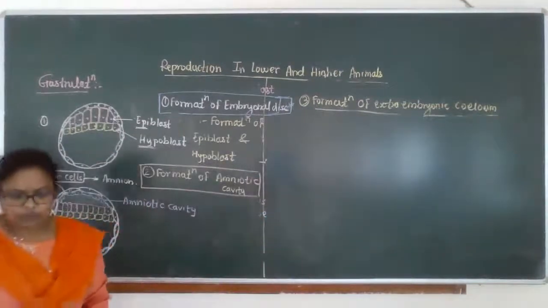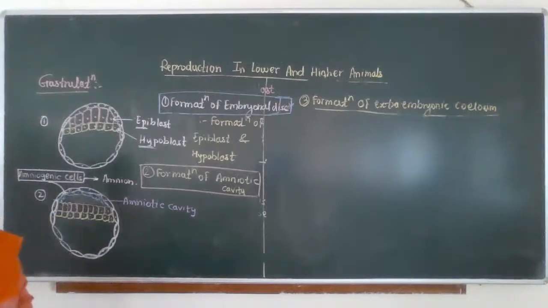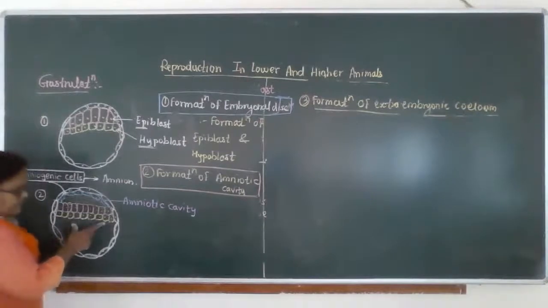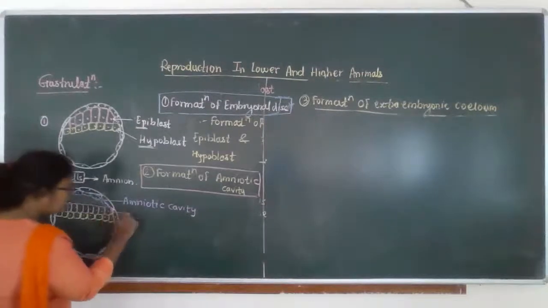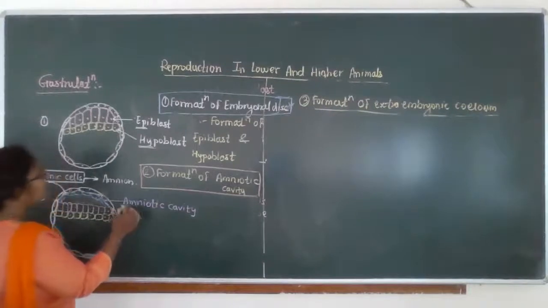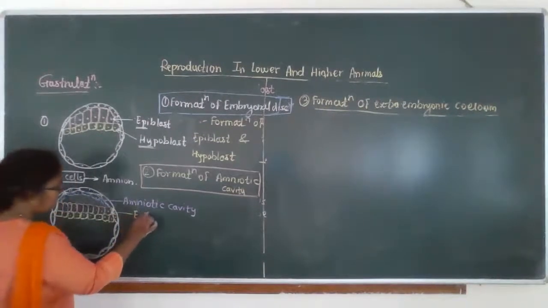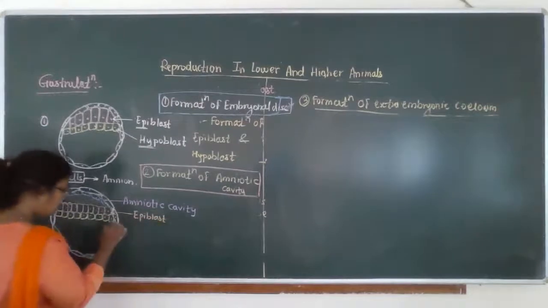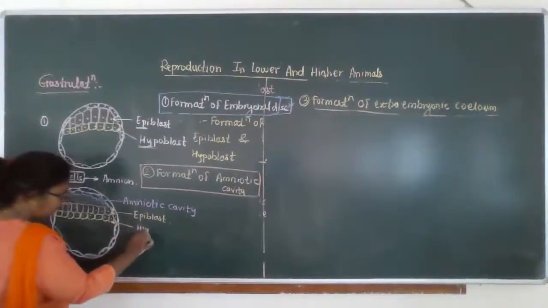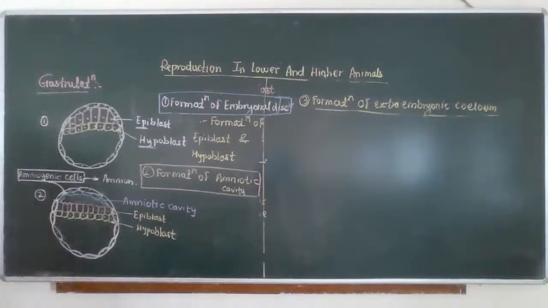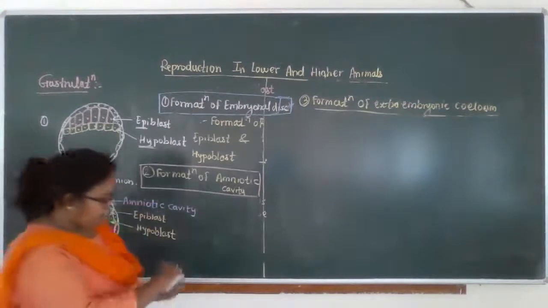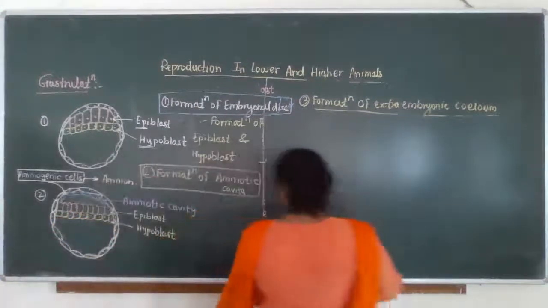So, extra-embryonic xylem formation. During this third stage, what happened? ये जो hypoplastic cells, these hypoplastic cells start dividing. This is the epiplastic cell. These are the epiblast, and these are the hypoblast. So extra-embryonic xylem formation. During this, what happened?